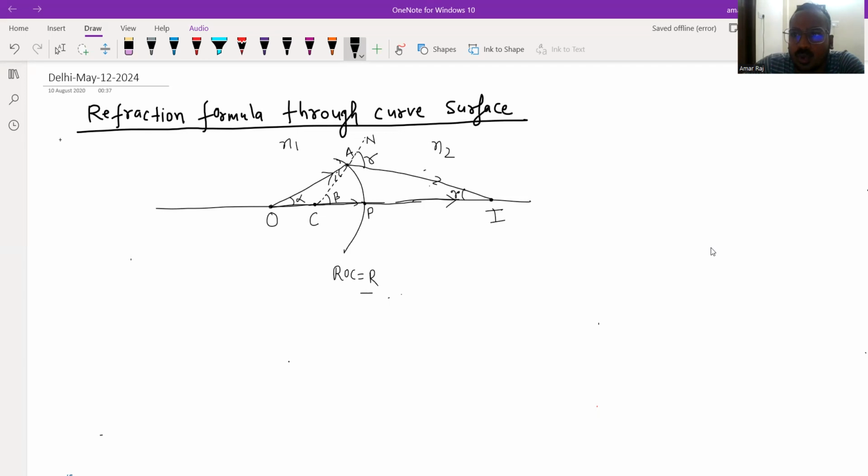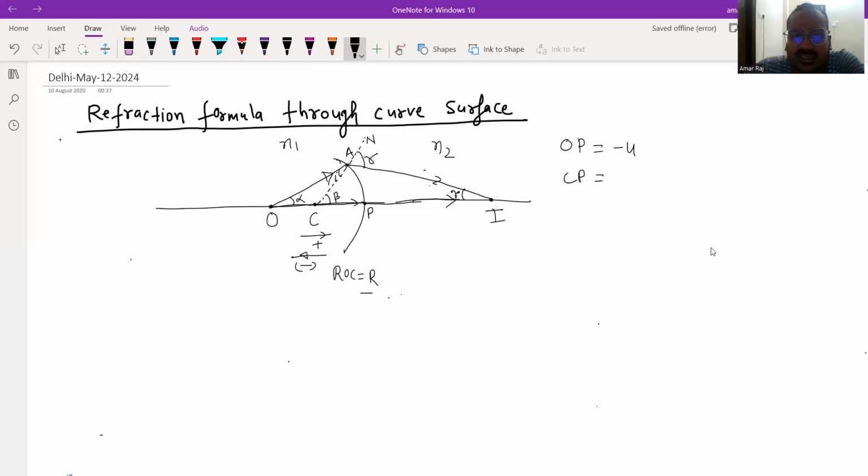Okay. So how will we take the sign convention in this case? All the distances we will measure from P, and according to the sign convention, the direction of the incident ray we take positive. So this is the direction of the incident ray, so this direction we will take positive, and the opposite direction of the incident ray we will take negative. Now OP is the object distance, and it is measured in the negative direction. So you will write minus u.